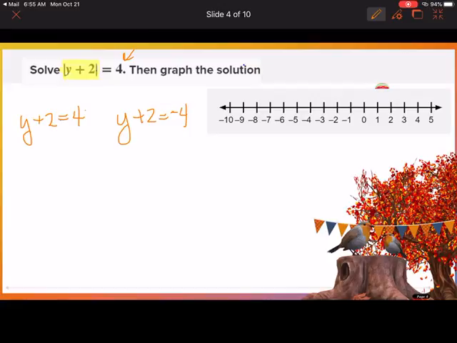So now I just solve, so I'm going to subtract 2. So I have y equals 2. And then I'm going to subtract 2 over here, so y equals negative 6. Then it just asks me to graph those. So I go to y equals 2 and y equals negative 6, and I just put 2 dots there.